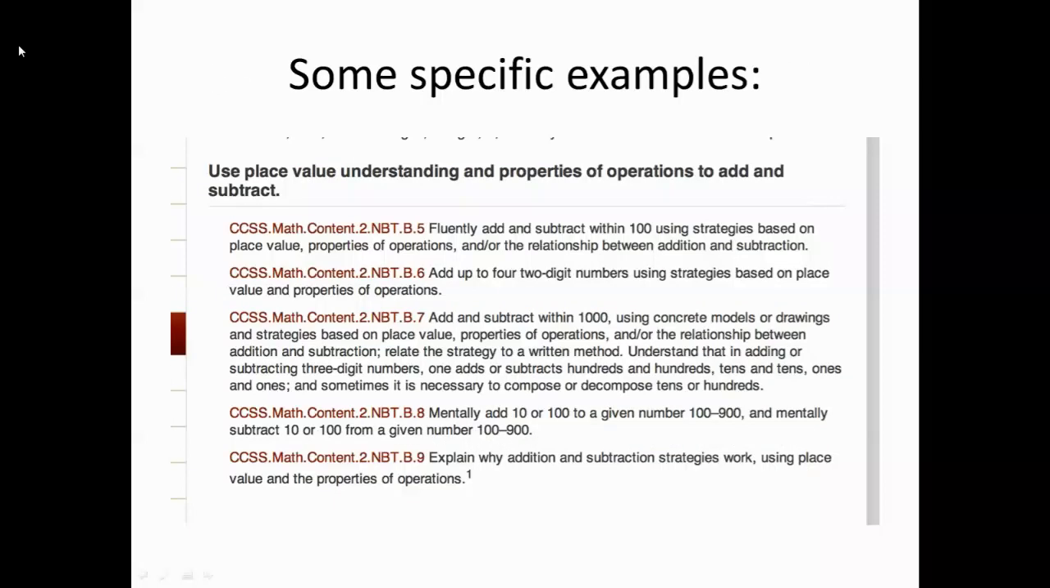These are just some examples straight, again, from the standards themselves, where students are expected to fluently add and subtract. And you can see that they're using place value understanding and properties of operations to add and subtract. So this is straight from a younger level, but it's all across the levels. And so the value of procedural fluency is built into these standards, just not in isolation.